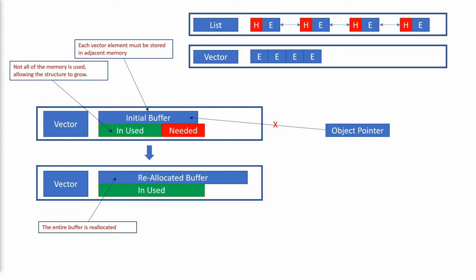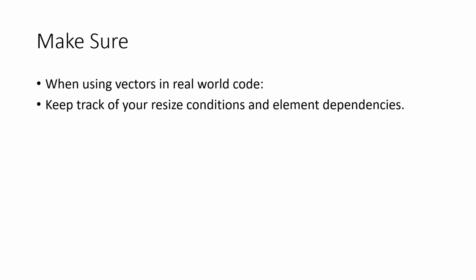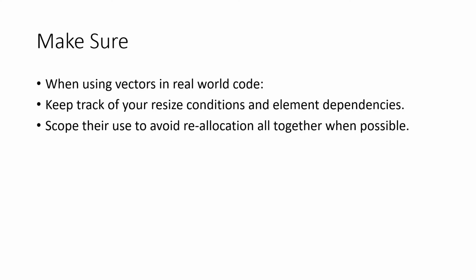Vectors are not always the right tool for the job. When we use them, we should make sure that we keep track of our resize condition and element dependencies. Also, we should scope their use to avoid reallocation altogether when possible.